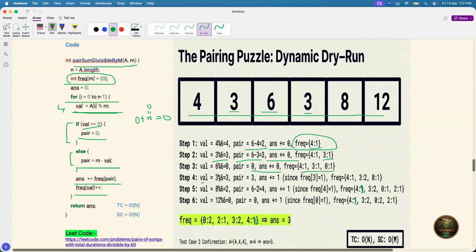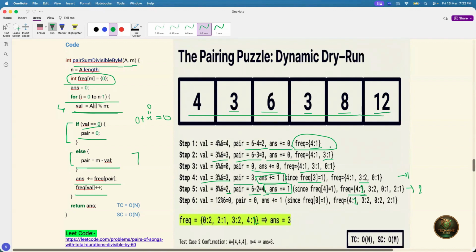Similarly, for the next element 3, the value will be 3 mod 6, which is equal to 3 only. The pair will be 6 minus 3, again 3, but this time 3 is already present, right? So we will increase the answer by 1, and we will increase the frequency of the 3 because 3 was already present with 1 count. Now it will be 2. Next we will move to 8. 8 modulo 6 will be 2. Again we will come to this block. Now the pair will be 6 minus 2, which is 4. Since 4 is already present, our frequency map will get updated, and the answer will also add 1 to it. So after this, the answer was 1. Now this answer is 2, and the frequency map for the key 4 will also increase from 1 to 2.